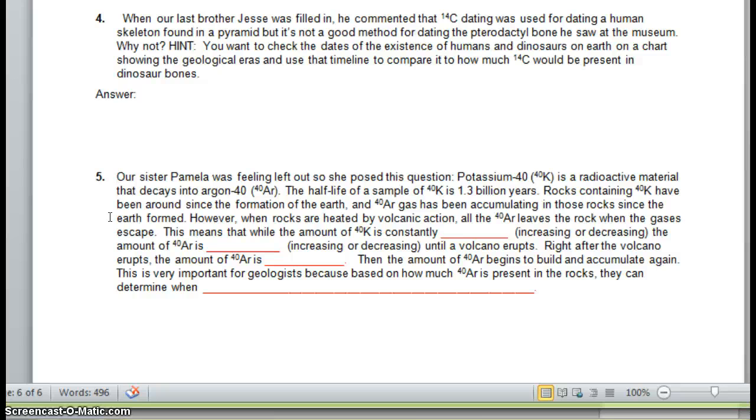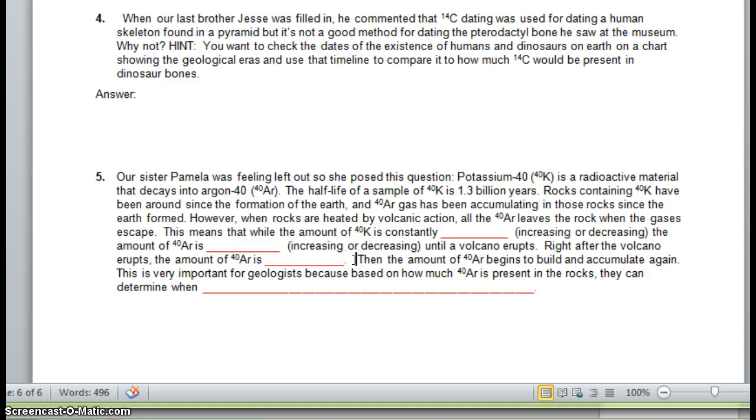So, since the beginning of the Earth, you have the rocks, it has potassium-40, that potassium-40 is changing into argon-40. However, when rocks are heated by volcanic action, all the argon-40 leaves the rock when the gases escape. This means that while the amount of potassium-40 is constantly decreasing, the amount of argon-40 is constantly increasing until a volcano erupts. Right after the volcano erupts, the amount of argon-40 is blank. I need a number. Then, the amount of argon-40 begins to build and accumulate again.